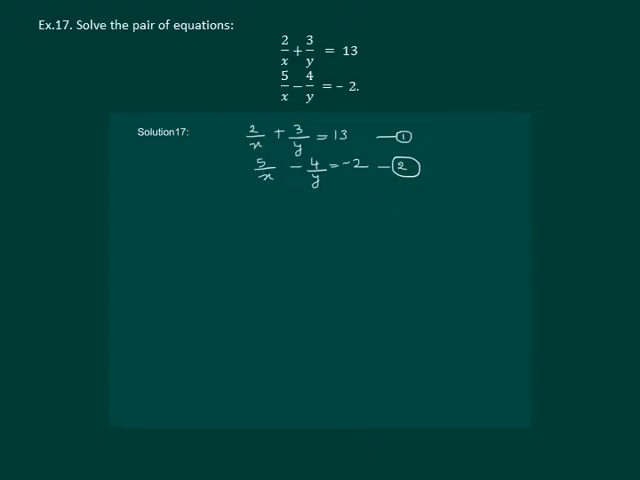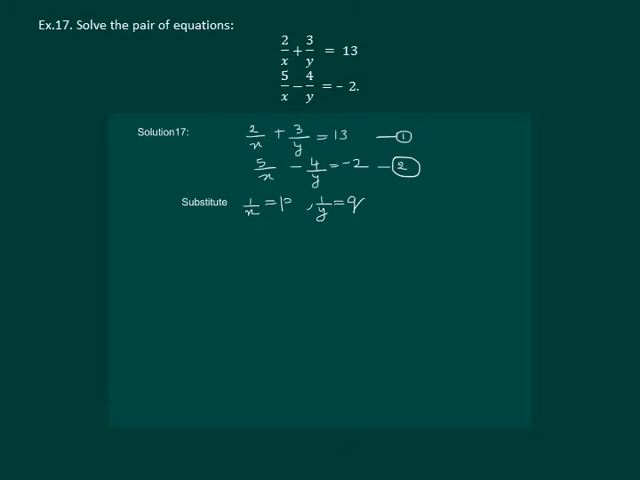Let us read the question. Solve the pair of equations, first one and second one. Let us convert these equations to linear equations by substituting 1 by x equal to p and 1 by y equal to q.